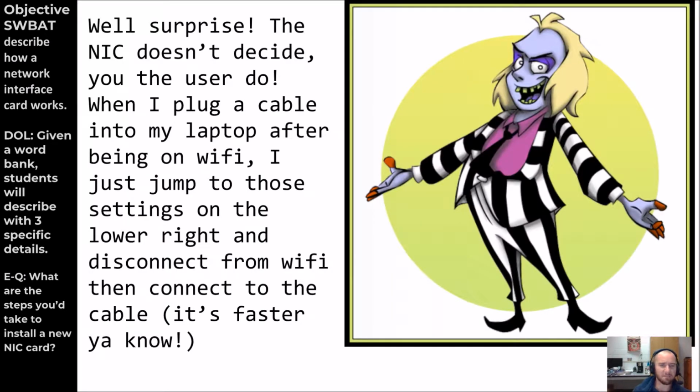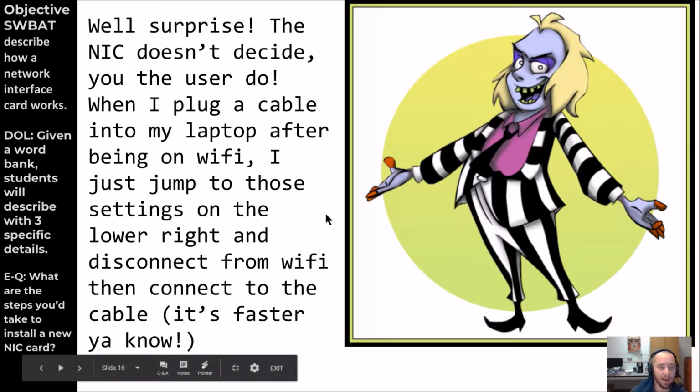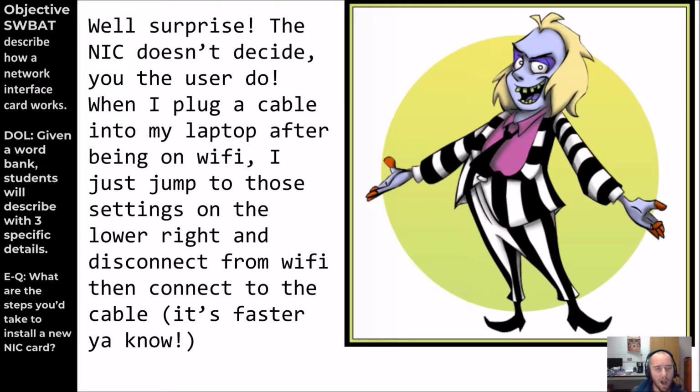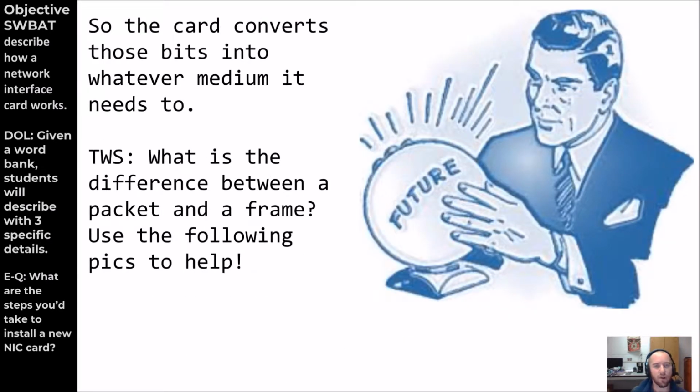And here's a surprise that maybe is not a surprise. The NIC doesn't decide anything. You, the user, do. When I plug a cable into my laptop after it's been on Wi-Fi, it might automatically switch to the cable. Maybe I have that configuration in my settings, or maybe I go to the bottom of the screen, click Internet Connections, and choose from there whether I'm using Wi-Fi or the wire. So the network interface card converts those bits into whatever medium it needs to communicate with the networked device.